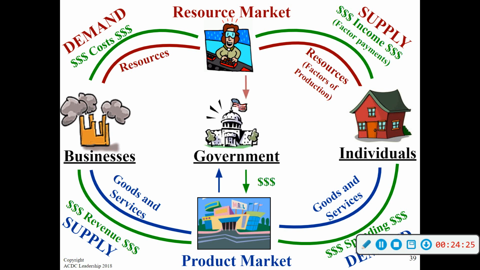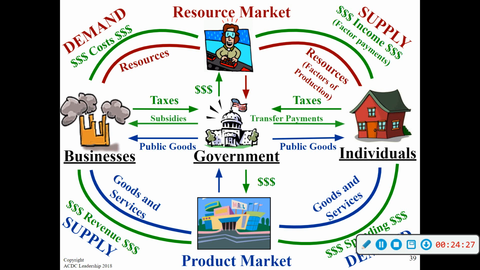We do have the government in the middle. Government can supply and demand in both markets. And then we get way into taxes and subsidies and transfer payments and public goods. And those are all things we'll get to eventually. But in a general sense, the government's going to collect money in the form of taxes. And when they give money to businesses, it's in the form of a subsidy.